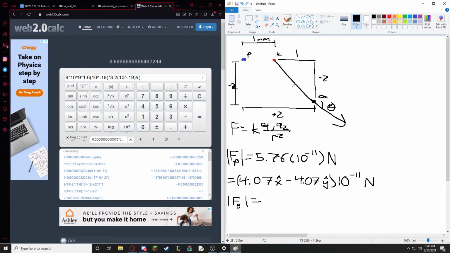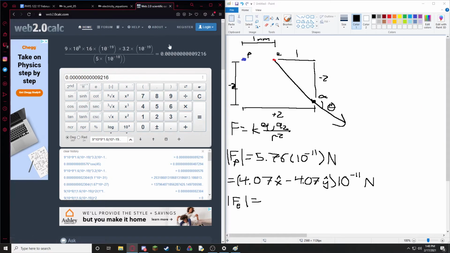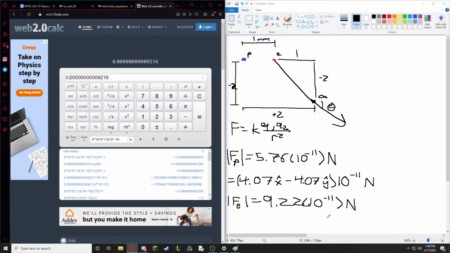Pythagorean again. Yep, Pythagorean again. And what is that distance? Root 5, exactly. So once again, we're going to have root 5 times 10 to the minus 9 squared, so 5 times 10 to the minus 18. Plug it all in, and we get a force of 9.22 times 10 to the minus 11 newtons. Double check. Yep, it's 10 to the minus 11. So we have the magnitude of our force, and now what direction is our force going to be in?